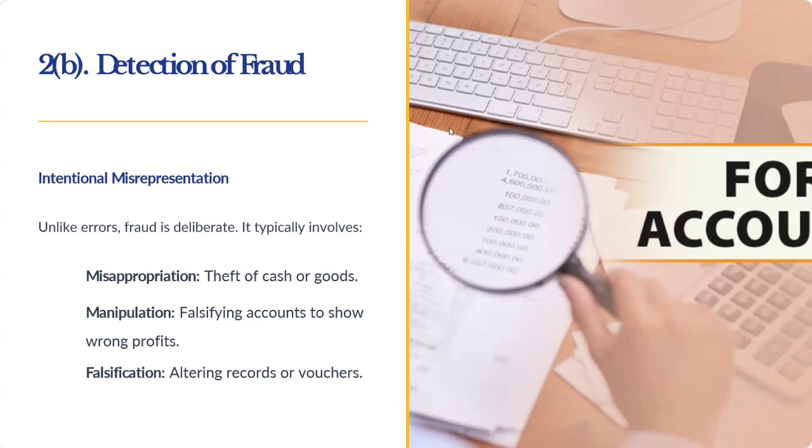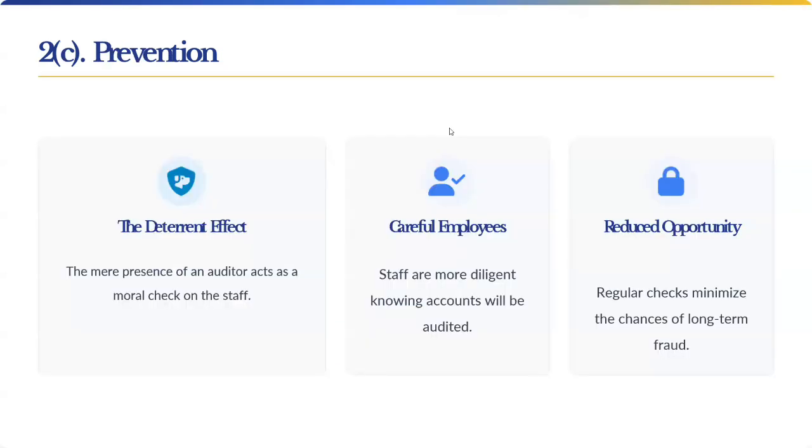Now falsification is that you are altering the records or vouchers, you are showing wrong, false vouchers and records, which can lead to a lot of issues in the future, or it can also result in the closing of the company. Now, prevention. When I say prevention, there are certain things we can prevent.